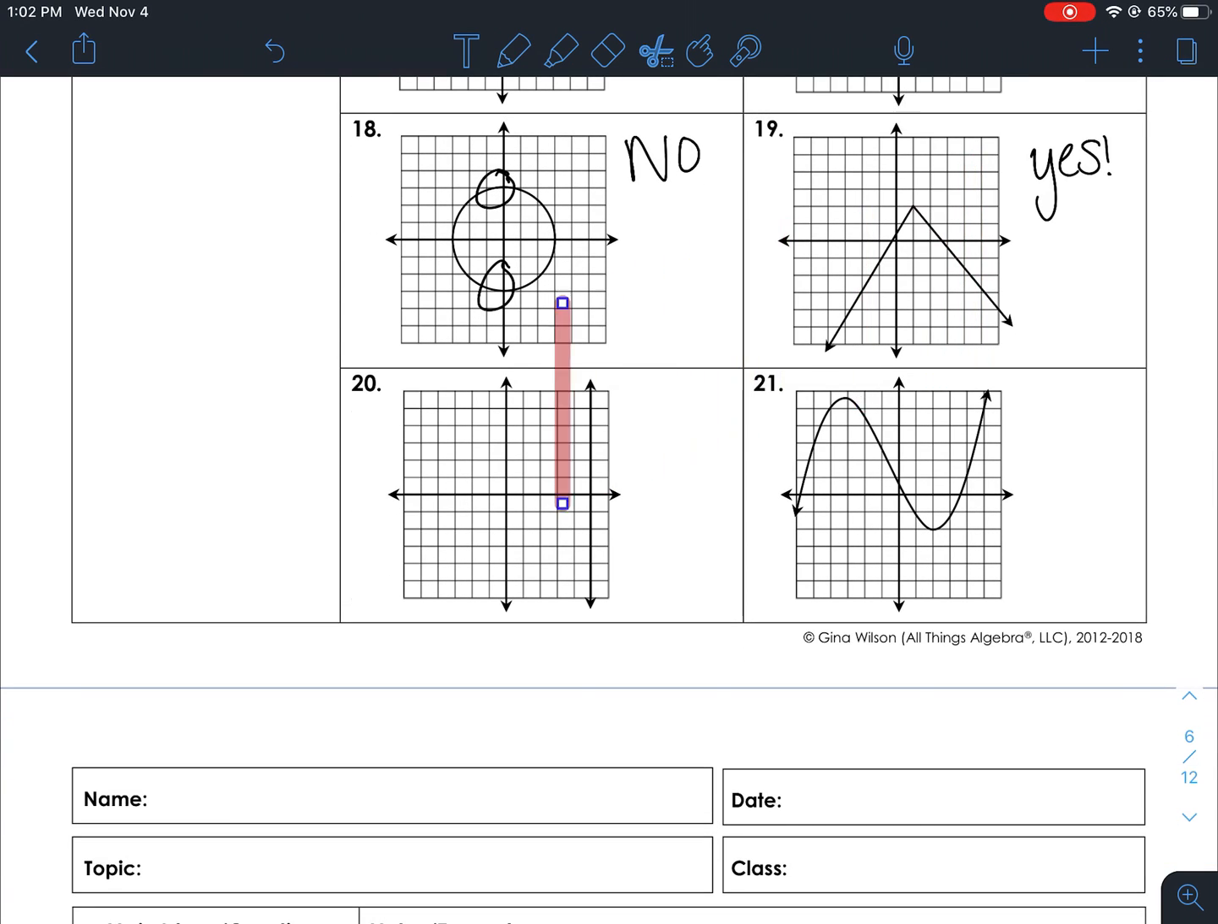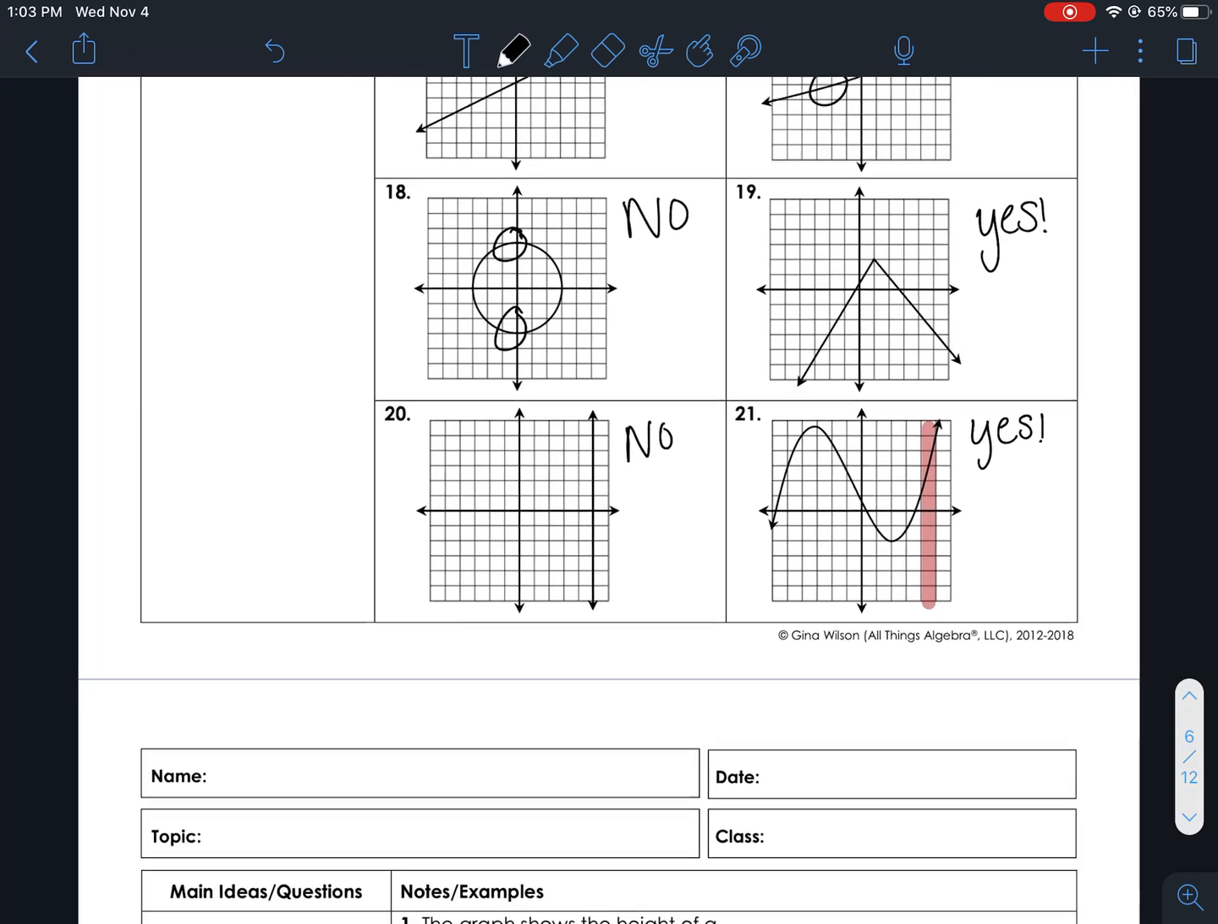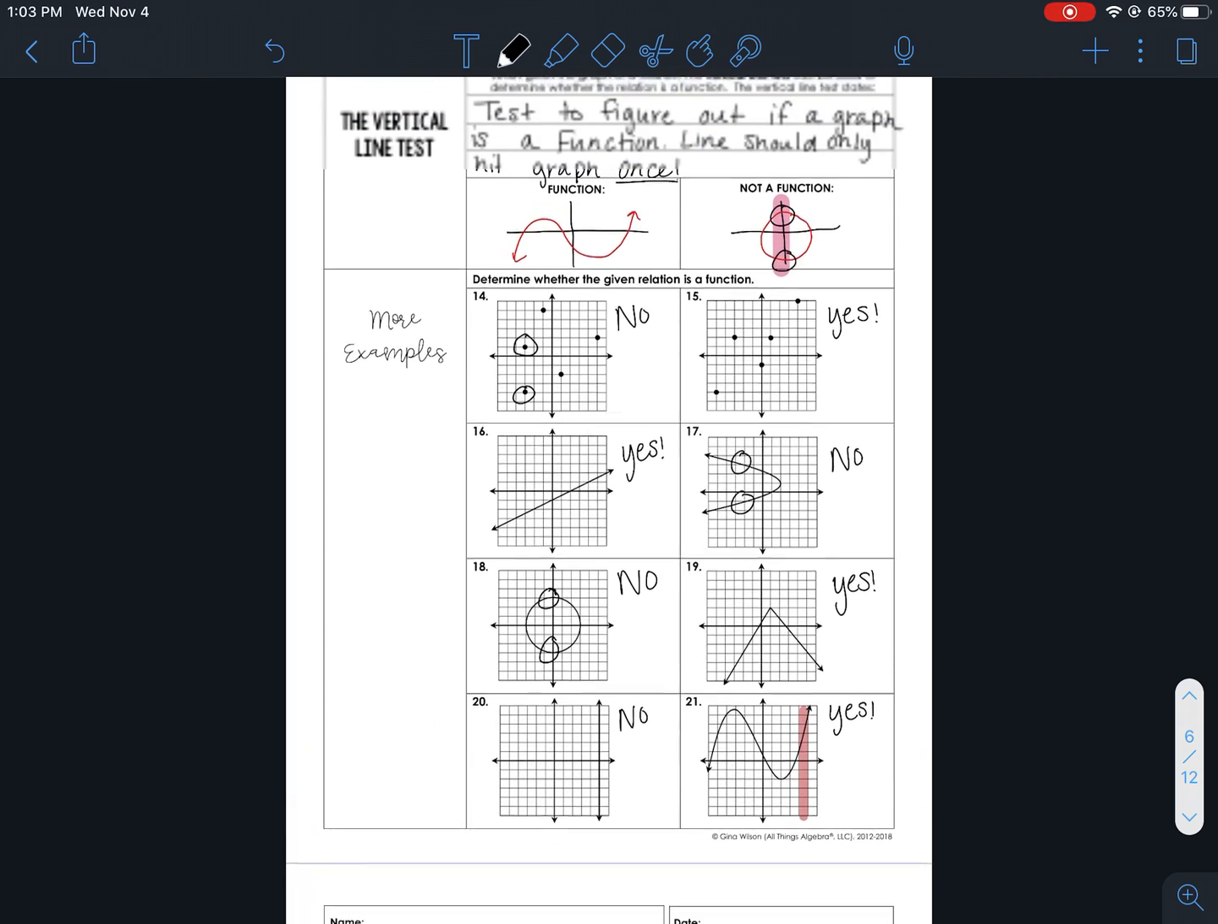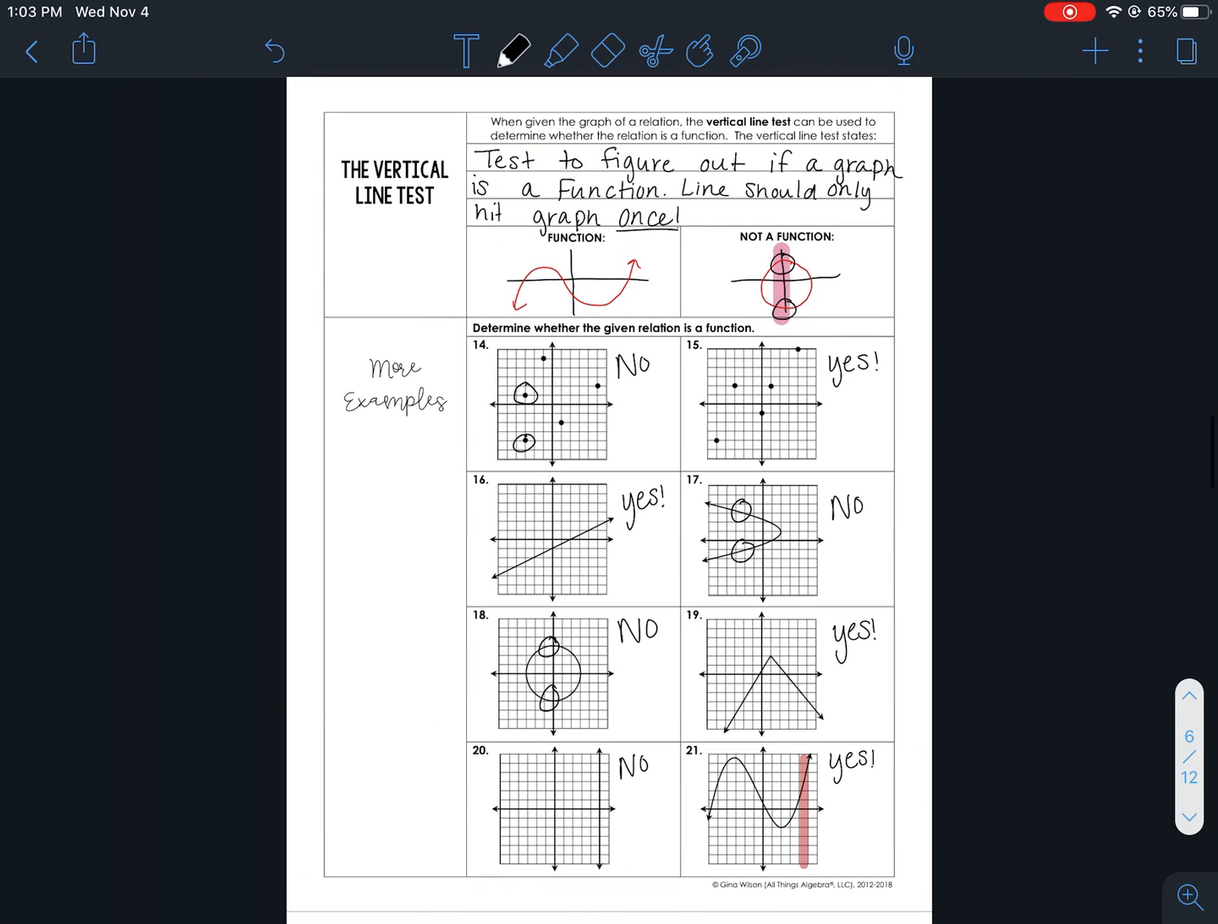This is a tricky one, because as I drag it along, it only hits the line. This one is not a function. That is a vertical line, no function. On 21 here, I drag it across, still hitting the graph only once, which means this one is a function. All right, I'm going to zoom out so you can see all the answers once more. All right, guys, that is the conclusion of these notes. Go ahead and do the assignment listed above if you've got any questions.